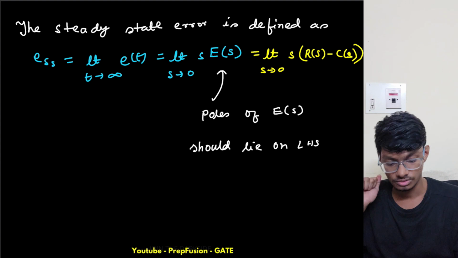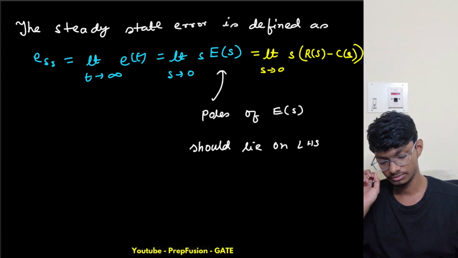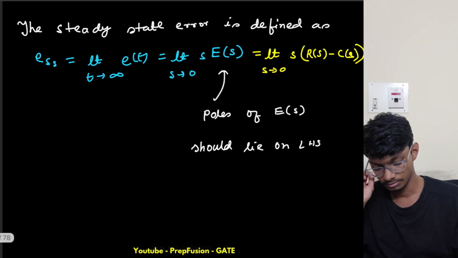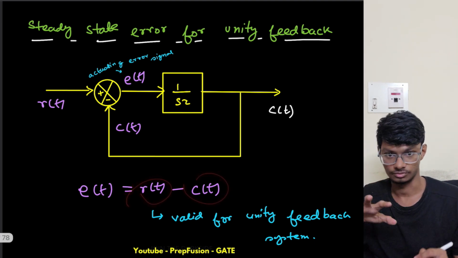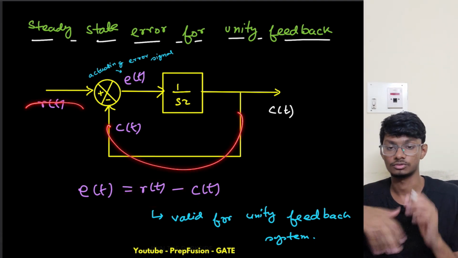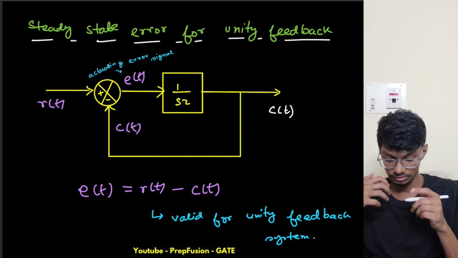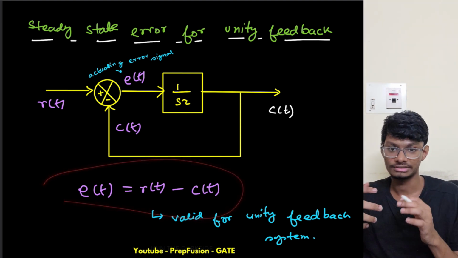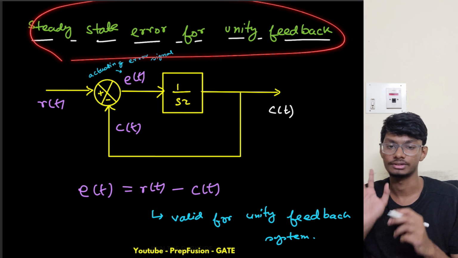minus E of s. This was my error signal: C of t was tracking my reference input. If you don't understand this, I will also make you understand when we study the steady state error in detail.